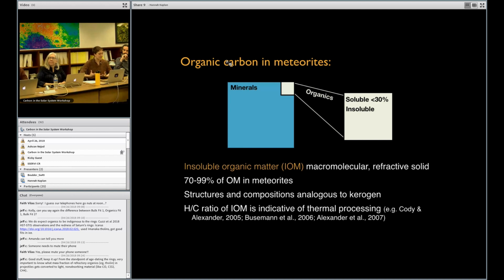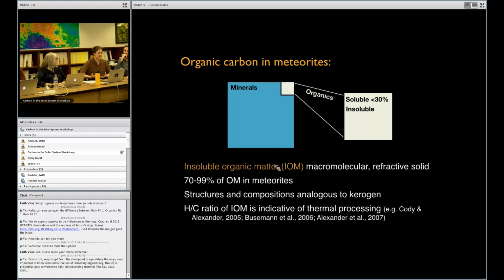And so what I'm really interested in and what I've looked at spectrally is insoluble organic matter. So this is the macromolecular refractive solid. It makes up the majority of the organic matter in meteorites. And it's kerogen-like, though obviously it does not have the same origin. And so what I'm interested in is looking at a bulk meteorite, as evidenced by this big blue box here on the screen, and spectrally being able to understand something about that smaller component that is the organics within that meteorite.